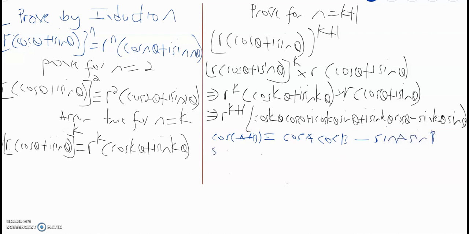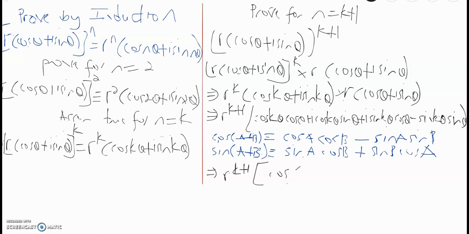And if you have the sine of A plus B, what you're going to end up with is sine A cosine B plus sine B cosine A. So how does this apply to what we have here? What you're going to end up with is r to the k plus 1, open bracket, I'm going to have cos, open bracket, k theta plus theta, plus I sine k theta plus theta.